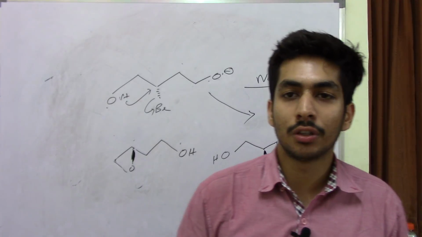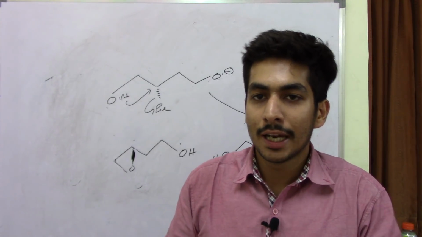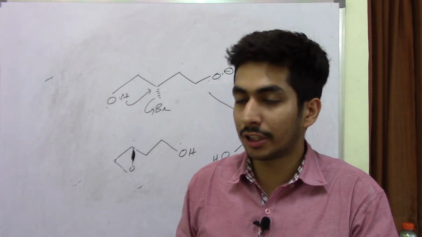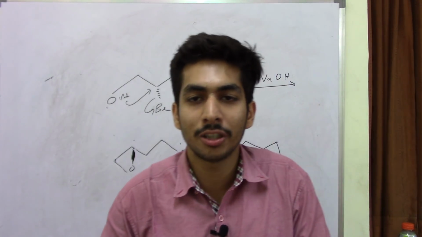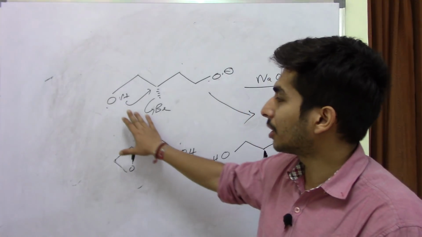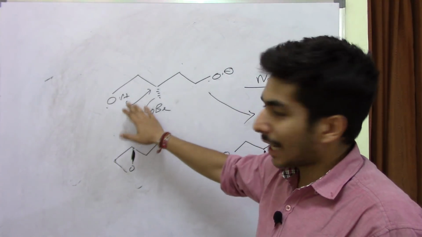Because of which your three-membered ring is generally kinetically favored. Thermodynamically it's not favored because it is of very high energy. A three-membered ring is extremely strained, because of which it will not be thermodynamically favored, but kinetically it will be favored.